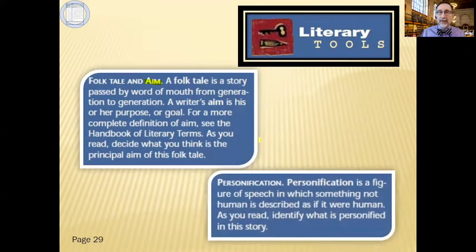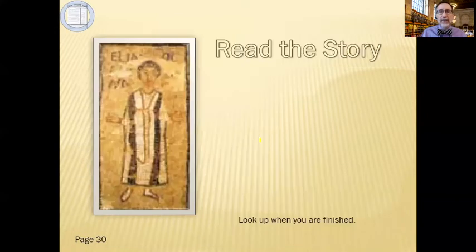And then we have personification. So you know that personification is when an author gives human characteristics to non-human or even inanimate things. A weeping willow tree, for example. Trees don't actually cry, but because of what it looks like, we've given it the personification of a weeping willow. We've given it a bit of human emotion. We're going to look for personification in here as well.